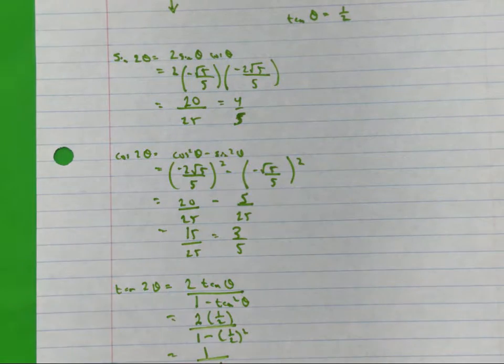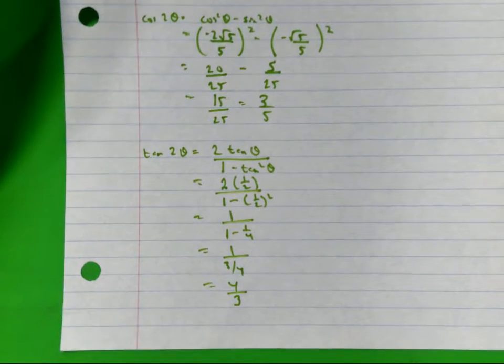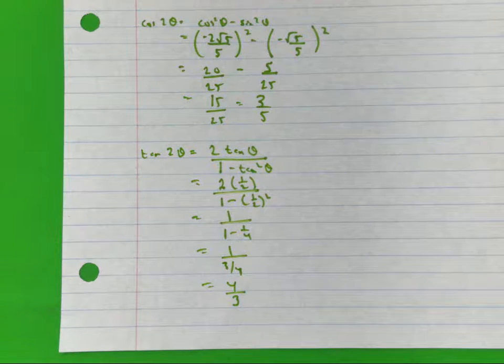Tangent of 2 theta. That's one formula. This right here. Tangent is 1/2. 2 times 1/2 is 1. 1 minus tangent squared. 1/2 squared is 1/4. 1 minus 1/4 is 3/4. When I say 1 divided by 3/4, I end up flipping that fraction, and that's how I get 4/3 there. Are there any questions on number 52?